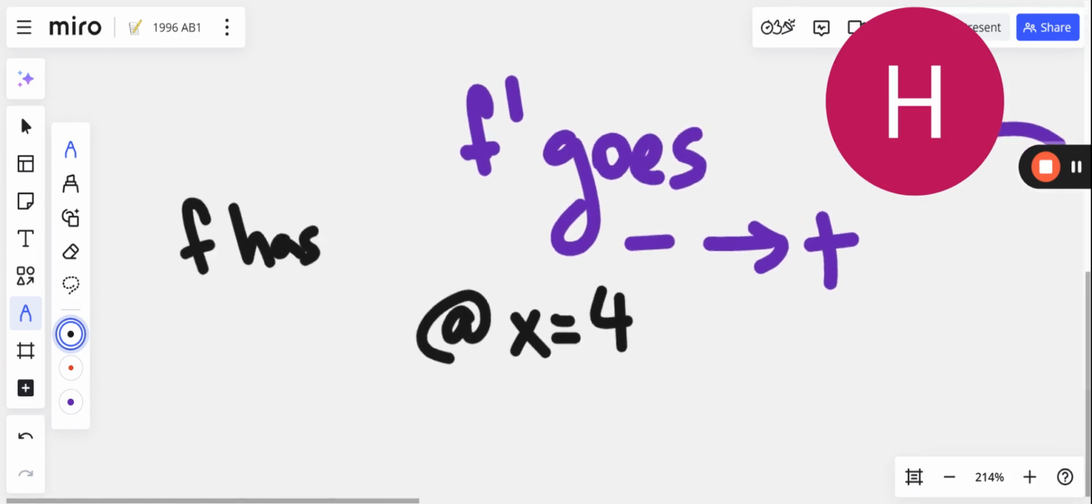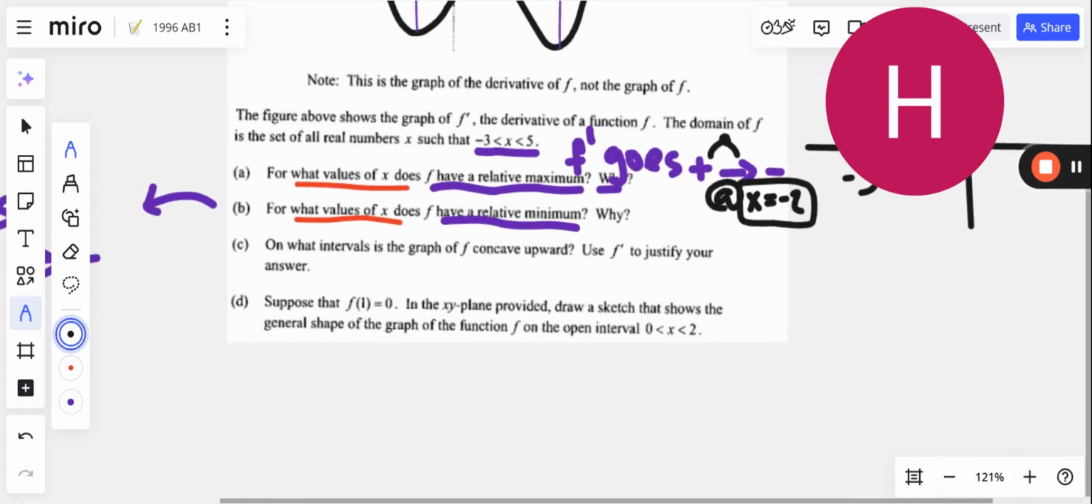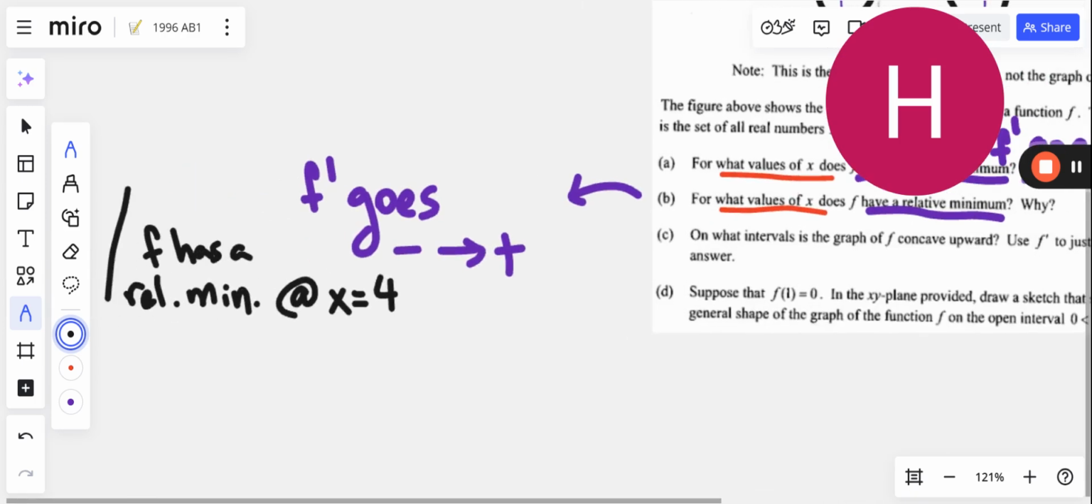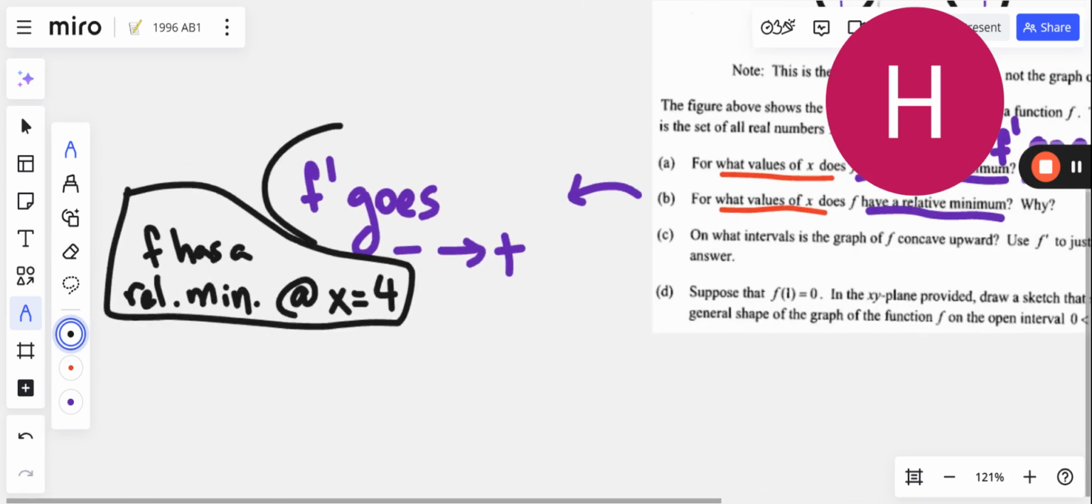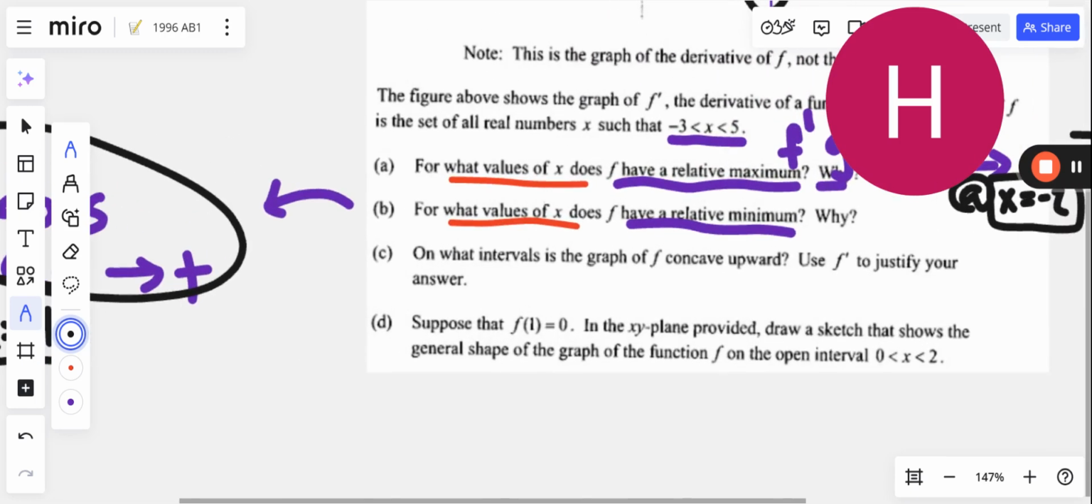If you want to be very careful, you can say f has a rel min. And on the other one, you can say f has a rel max. I didn't really have space, so I just didn't want to stuff it in there, but you could do that to make sure that it's very clear what it is that you're indicating. And then here's the y, because f prime changes sign from negative to positive at that spot.